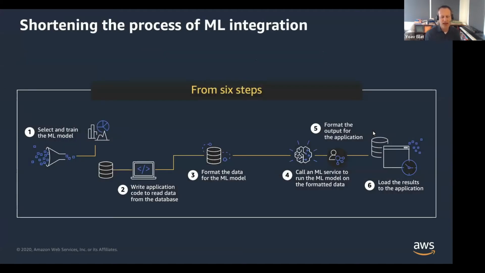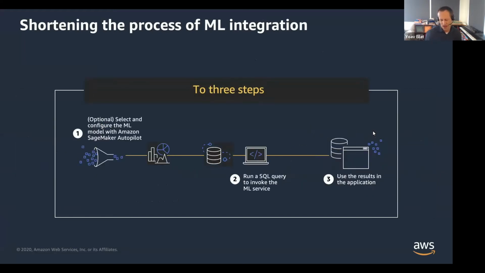So if we look back at the 6 steps that we had before, using this feature, you basically get it down to 3 steps. You still might want to select and configure the machine learning model using SageMaker or whatever tool you want to use. Now you would just run a query that calls the SageMaker service, in this case, and you would get the results and use them in the application. A lot of the things that I mentioned earlier around formatting and all of that are done automatically behind the scenes.